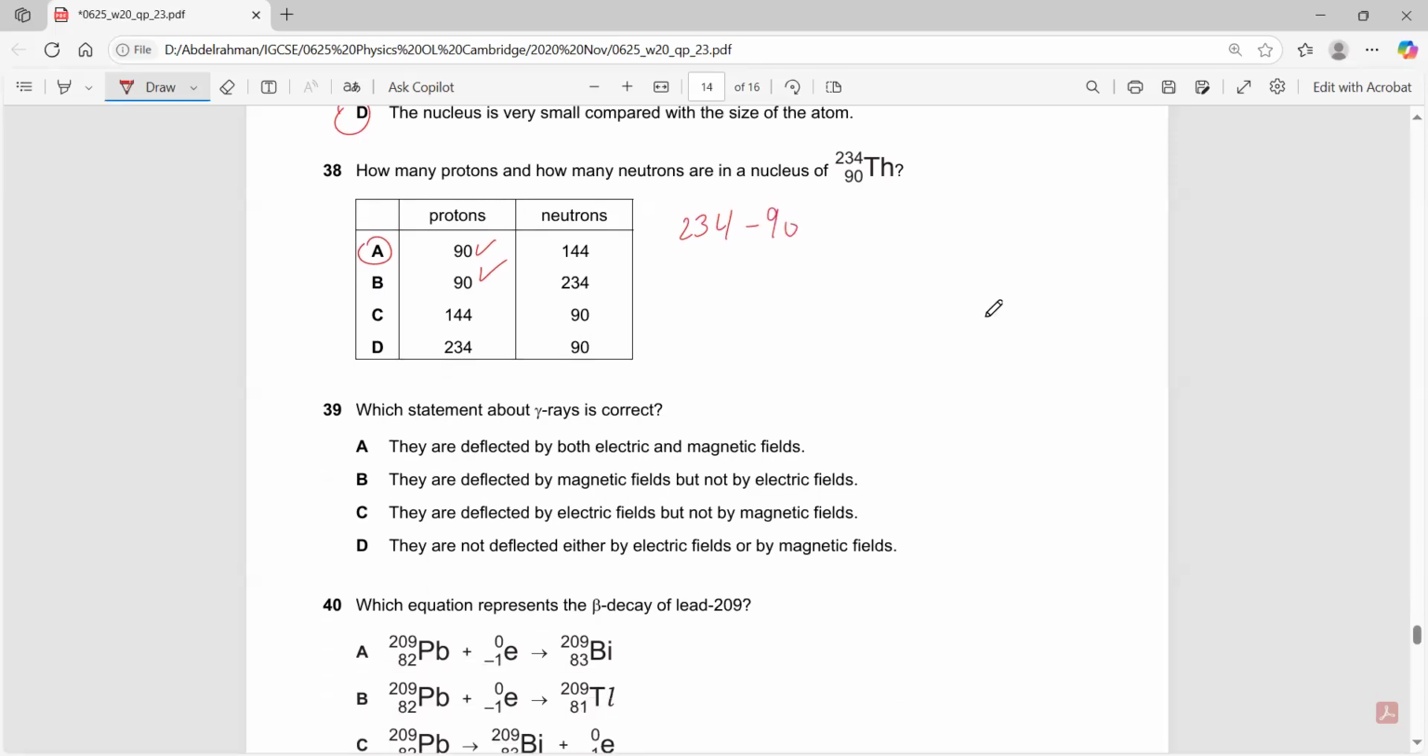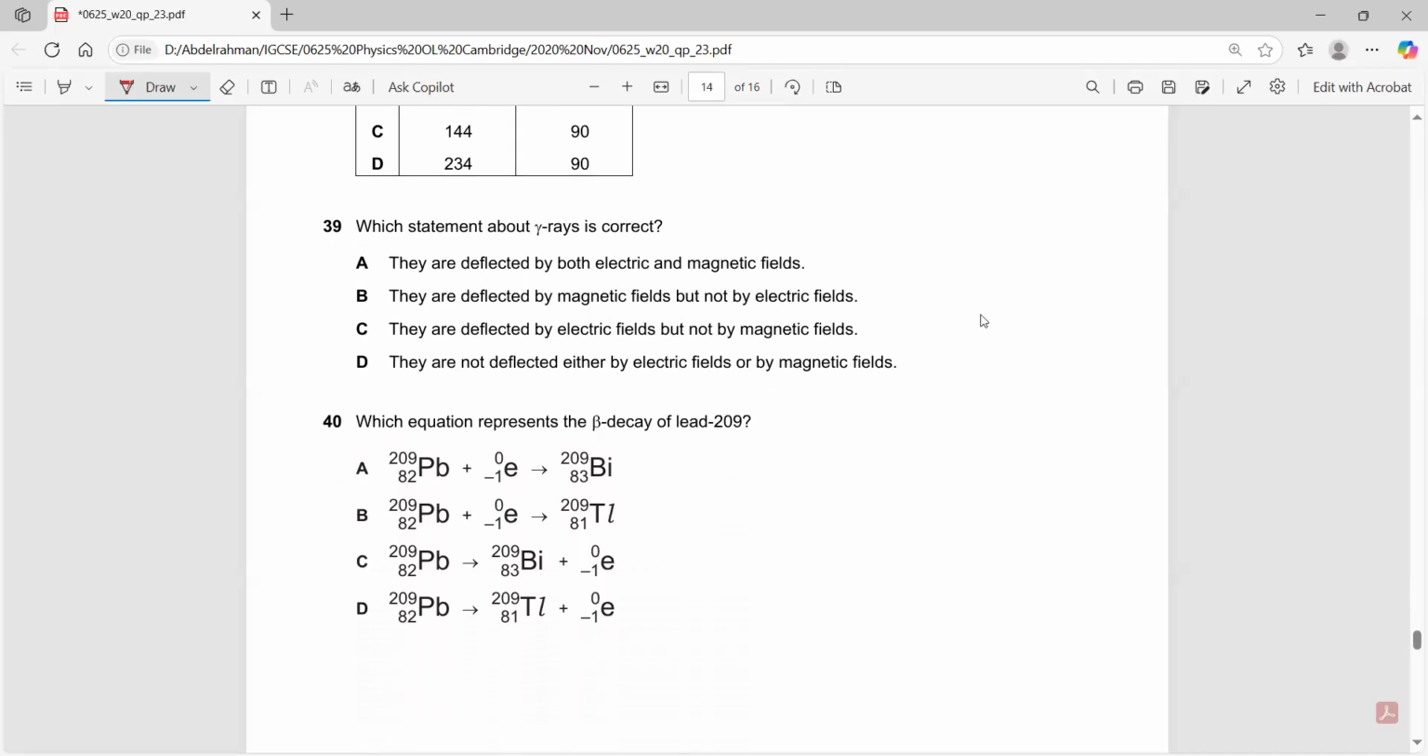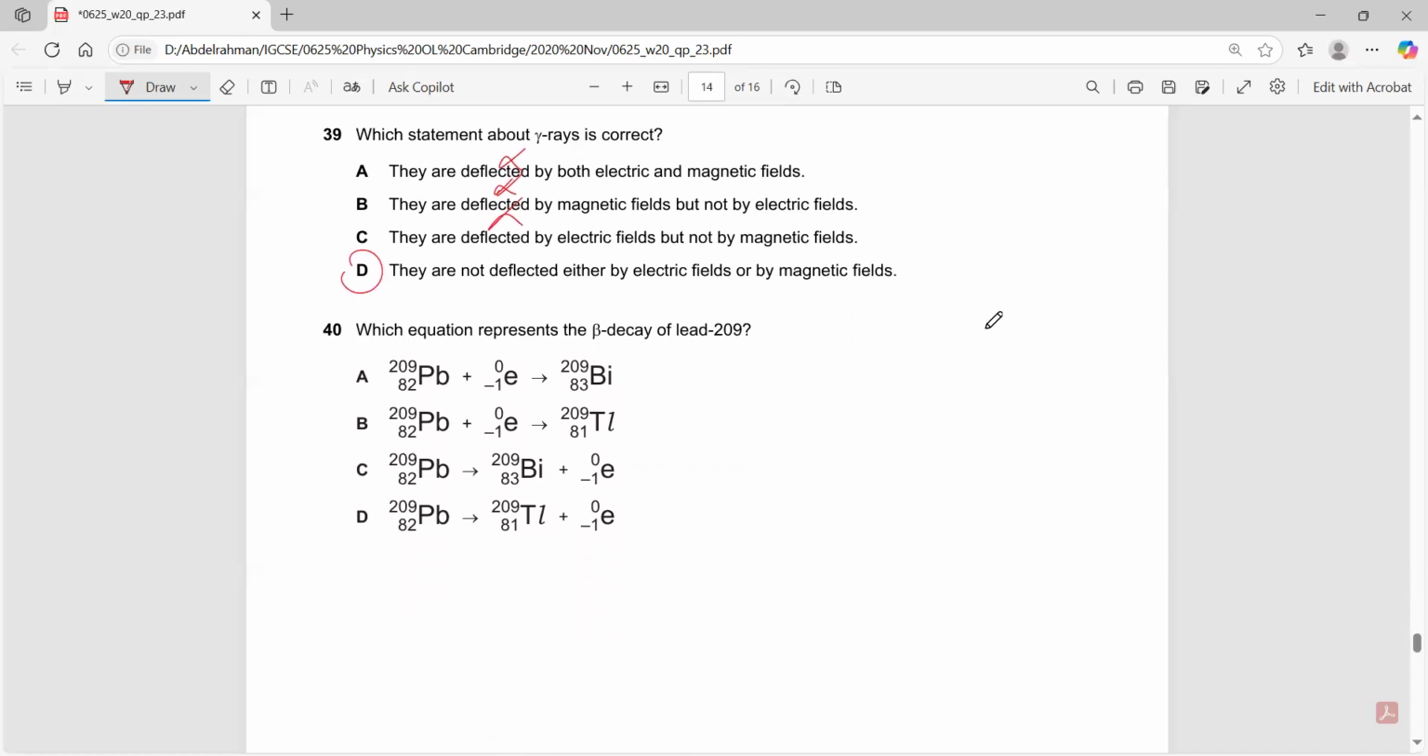Which statement about gamma rays is correct? Gamma rays. They are deflected. They are not deflected. Okay, they are not deflected, definitely.